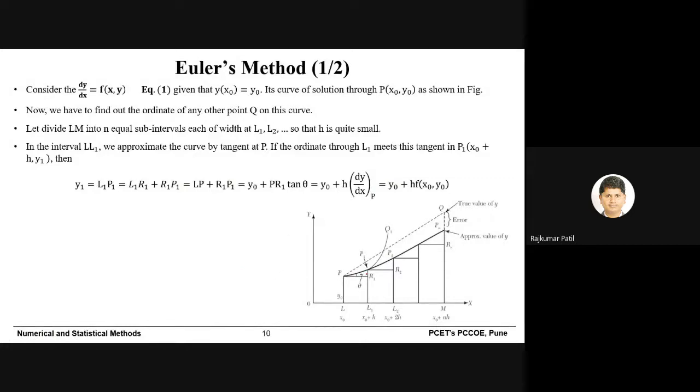Similarly, in order to go to the next point, that is P2, from point P1 we will draw a tangent, and then from point L2 we will draw a vertical line, that is the ordinate, that intersects that tangent at point P2.